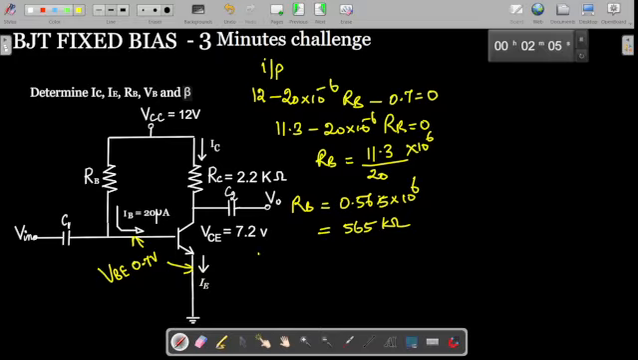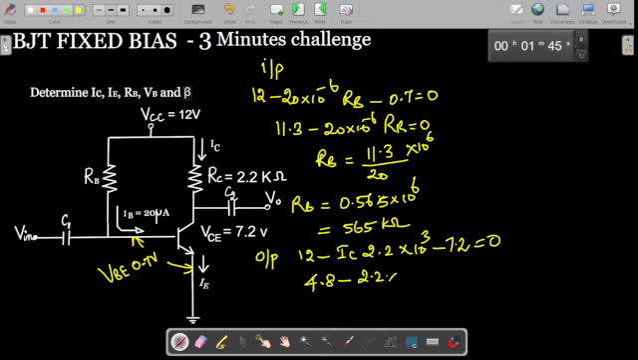Now I am moving on to the output side. There I apply KVL. So I got it as 12 minus IC RC. So IC into 2.2 kilo ohm, 10 power 3, minus VCE, that is 7.2 volts, that is equal to 0.